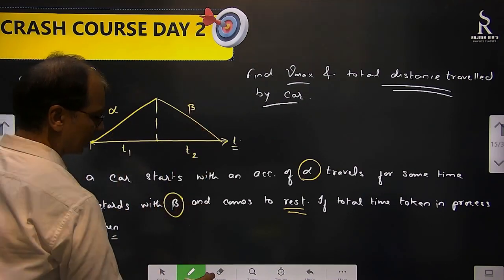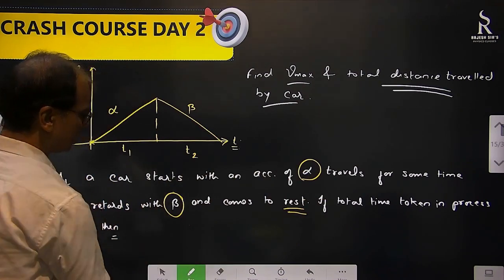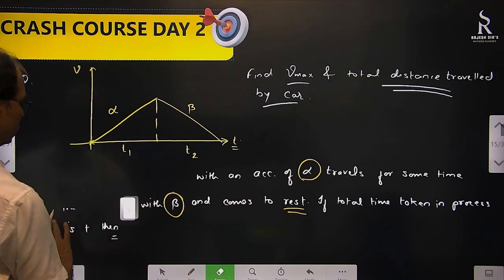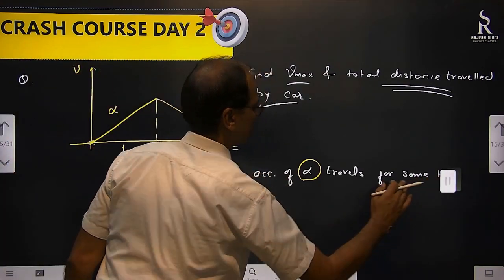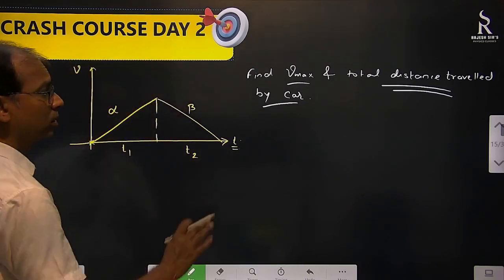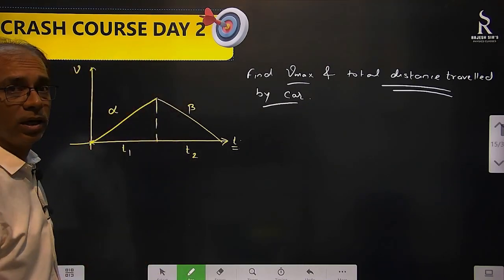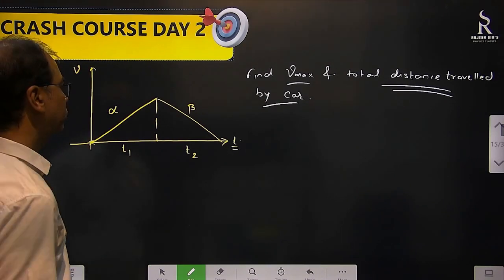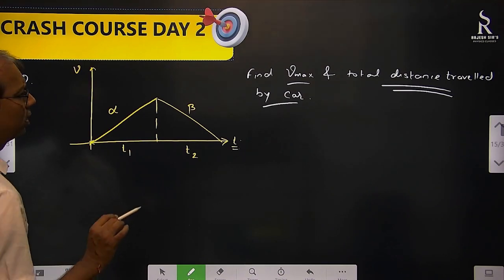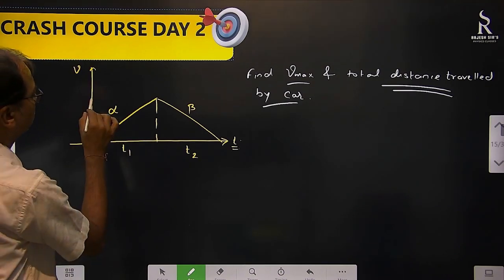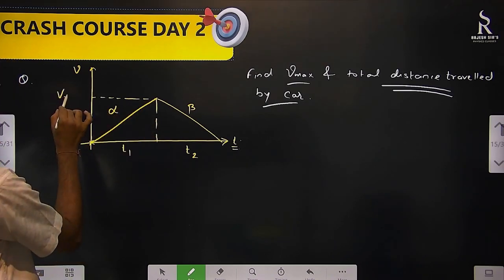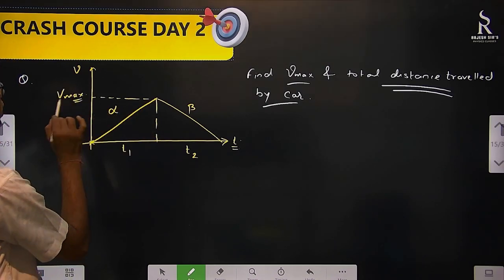Now I am going to clear this because we require space to solve. What the question is asking is V maximum and total distance traveled. Total distance is actually area. V maximum, let's see. Whatever information is given, we will write it and then see what we can do. So this will be V maximum obviously, and this V maximum we also have to find.